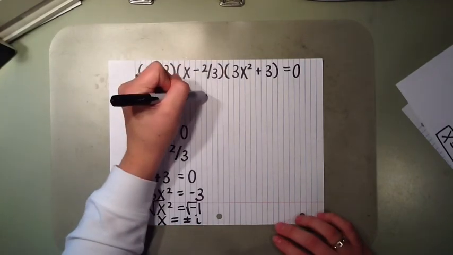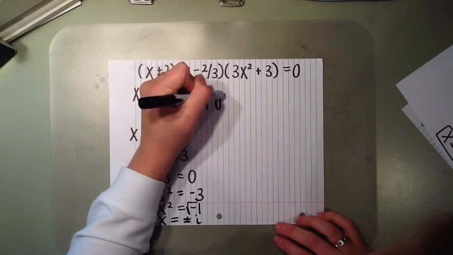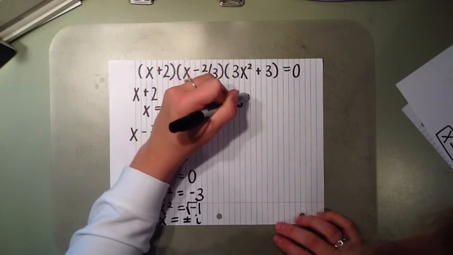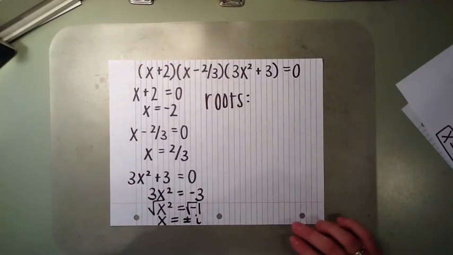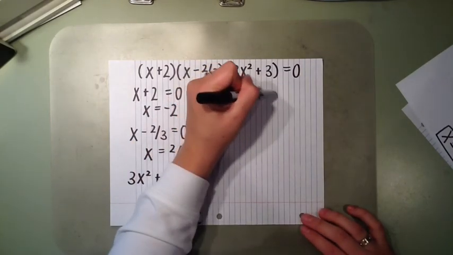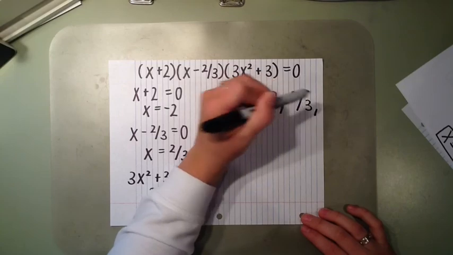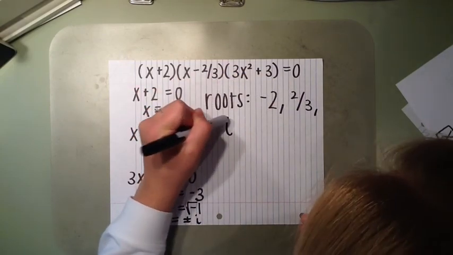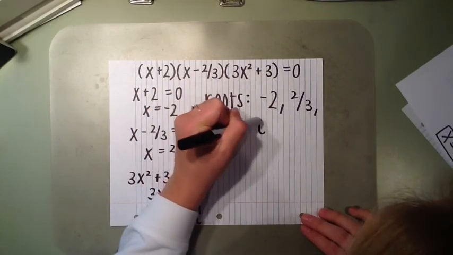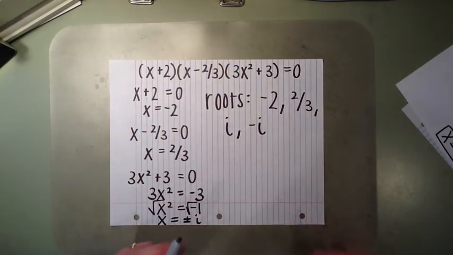So now let me rewrite that. Our roots for the equation are equal to -2, positive 2/3, positive i, and negative i. And those are the roots for the equation.